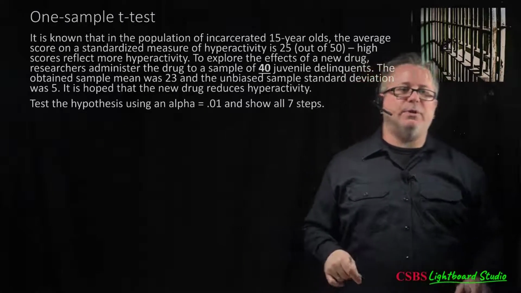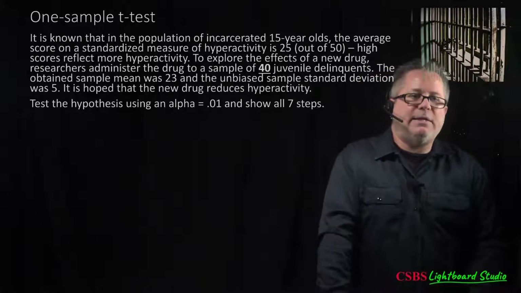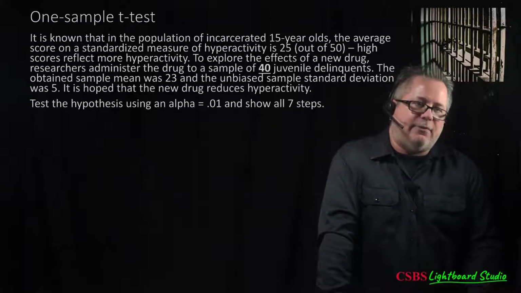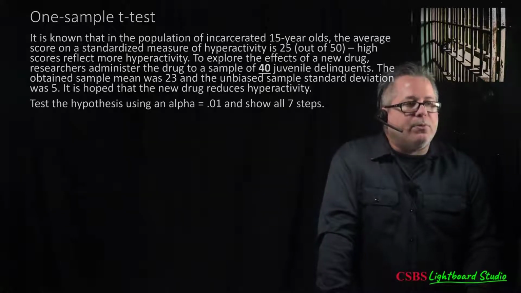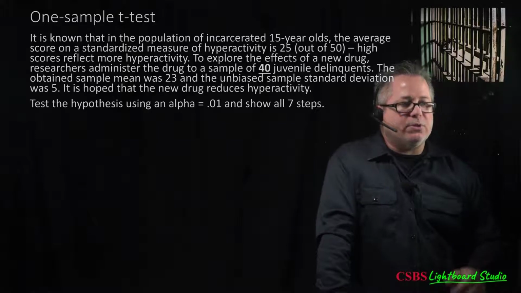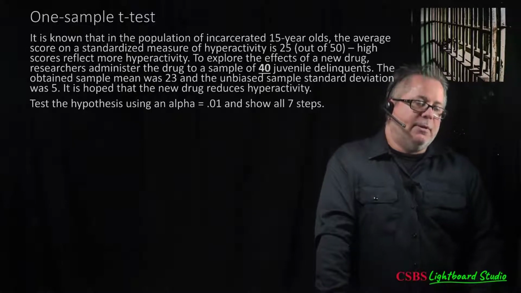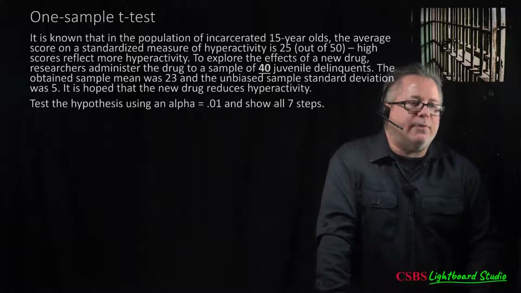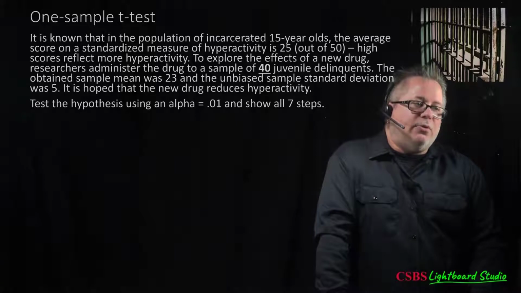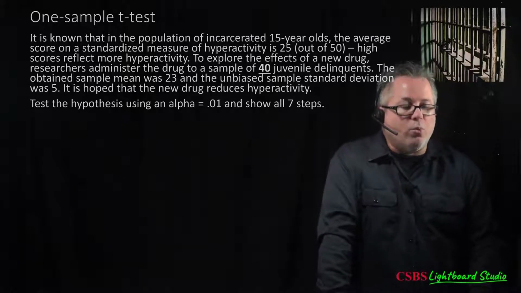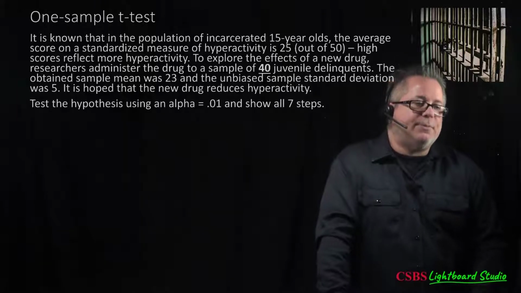All right, so it is known that in the population of incarcerated 15-year-olds, the average score on a standardized measure of hyperactivity is 25, out of a total of 50. More high scores reflect more hyperactivity. To explore the effects of a new drug, researchers administered a drug to a sample of 40 juvenile delinquents. The obtained sample mean was 23, and the unbiased sample standard deviation was 5. It is hoped that the new drug reduces hyperactivity. Test the hypothesis using an alpha of 0.01 and show all 7 steps.